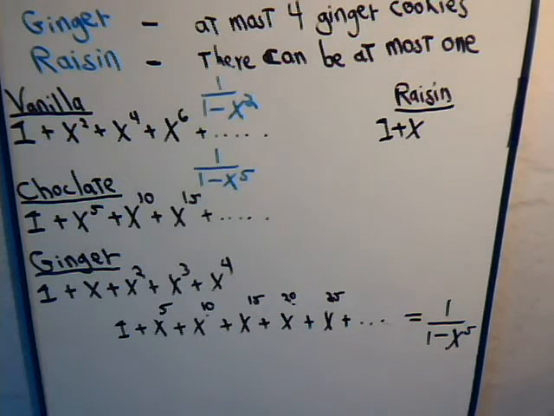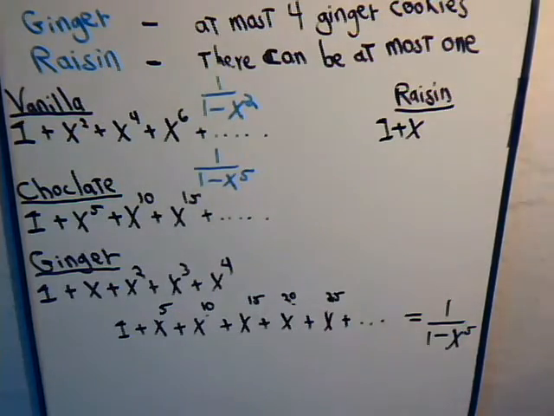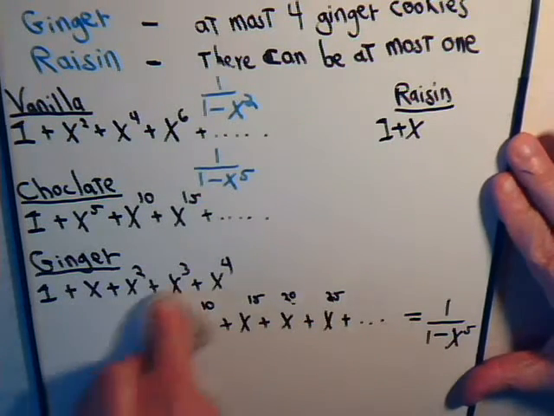So now, for our answer, we have to multiply these two together. This we can't simplify any further. That's just 1 plus x. Now, what about the case with the ginger cookies?